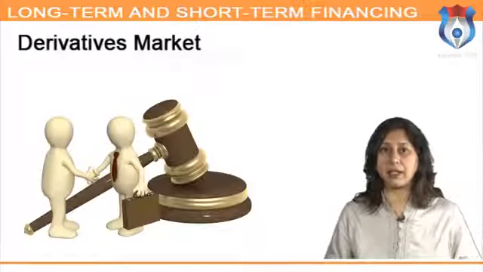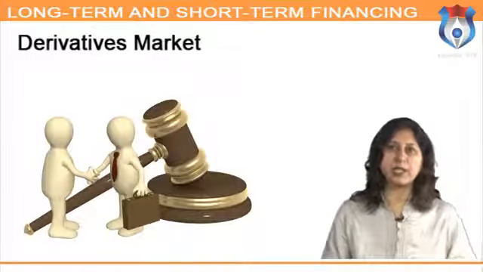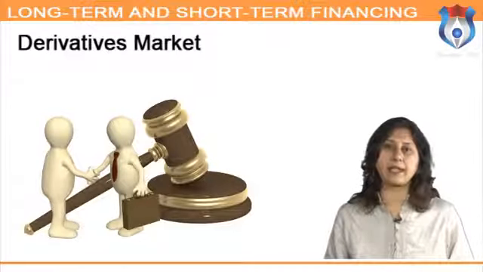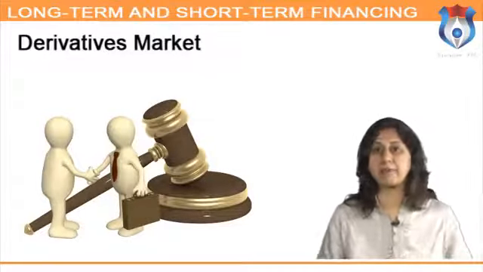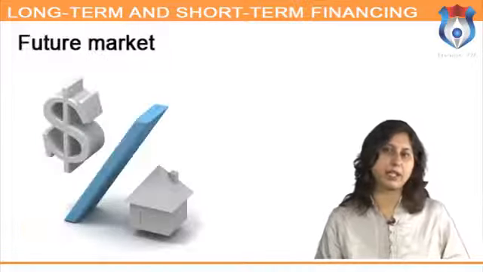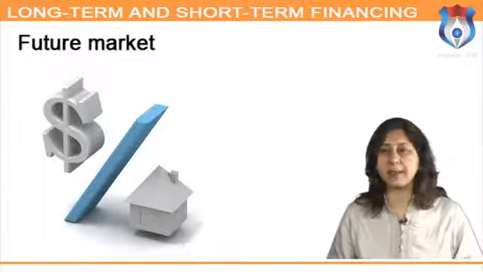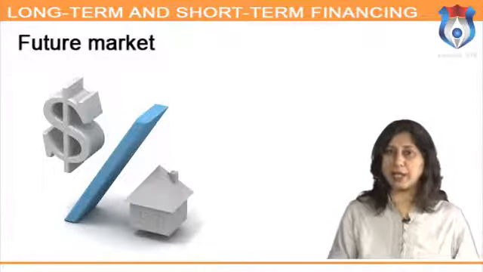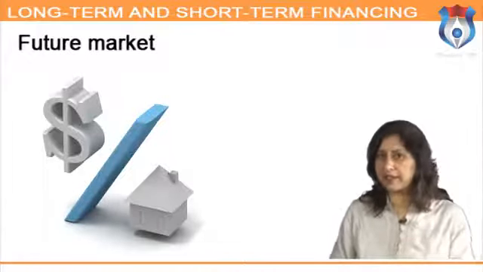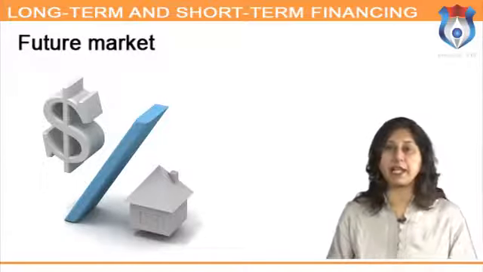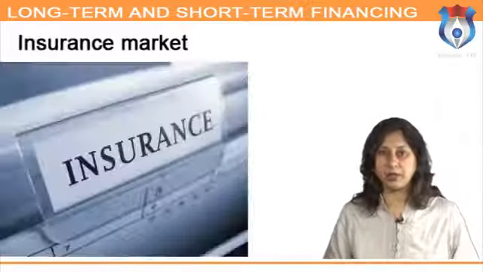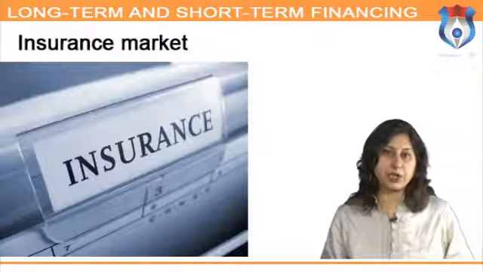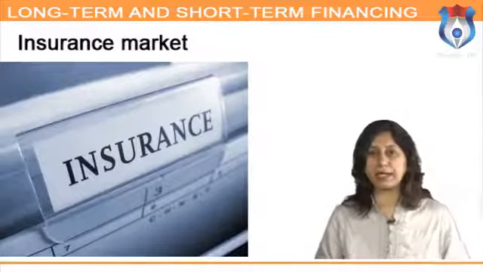Derivatives market. The market which deals with the trading of contracts which are derived from any other asset is called a derivative market. Future market. Future market is a type of financial market which deals with the trading of financial instruments at a specific rate wherein the delivery takes place in future. Insurance market. Insurance market deals with the trading of insurance products.